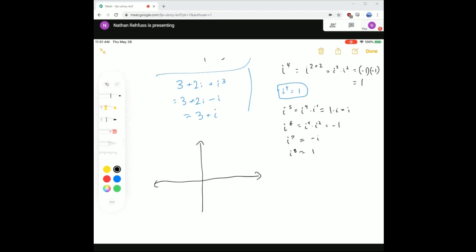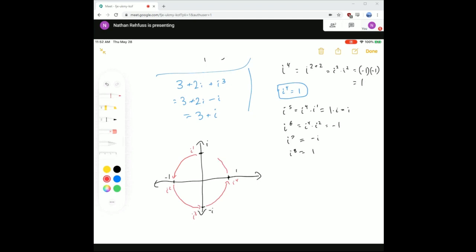Here's the complex plane again. Here's 1. Here's i. Here's -1. And here's -i. Now look at this pattern. Here's i to the first. Here's i squared is -1. And then here's i cubed is -i, like we just saw. And we just saw i to the fourth is 1.